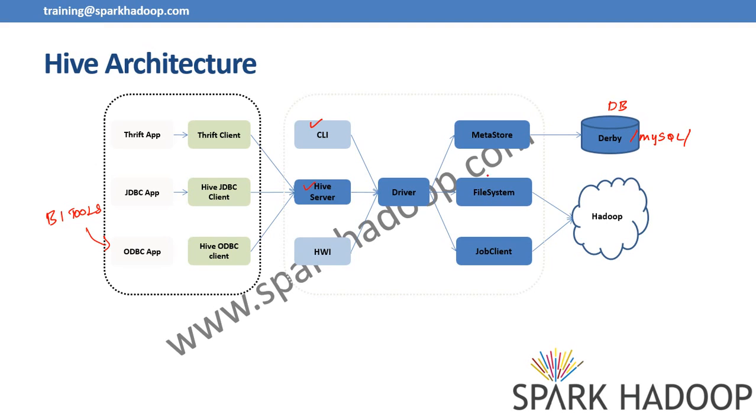And you could see file system. We talked about select star from, where it does not run MapReduce. It's just a file read. File system APIs are nothing but HDFS API which connects to Hadoop and reads the file and gives the data back again. Job client is the one which submits the jar which is generated by driver to the Hadoop cluster and gets the data back again.